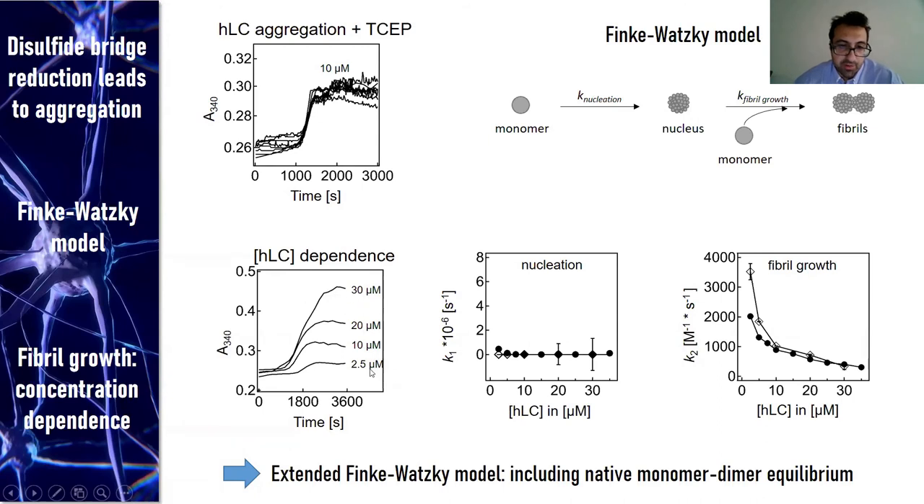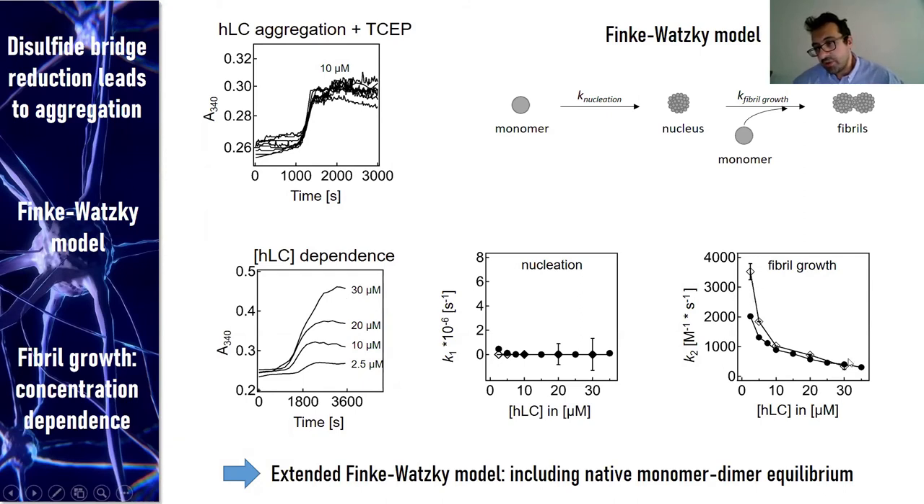So we have a protein concentration. The more protein you have, the more it aggregates, and the faster it aggregates; the lag phase is shorter. And when you analyze this data by the Finke-Watzke model, you will find that the nucleation is independent of the protein concentration, while the fibril growth is highly dependent on protein concentration, but in the opposite way than you would expect. The fiber growth actually decreases when you increase the total concentration of human pathological light chain.